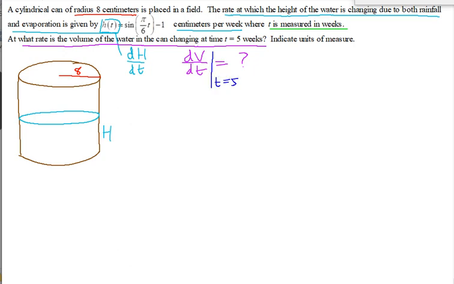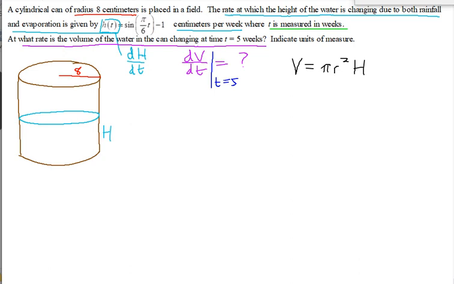And indicate units of measuring it. All right, so with a cylindrical container, in this case a cylindrical can, well, first we would need an equation that relates the volume to the height. And for a cylinder, that's V equals pi r squared. Normally I use lowercase h, but here capital H, since we call that capital H.